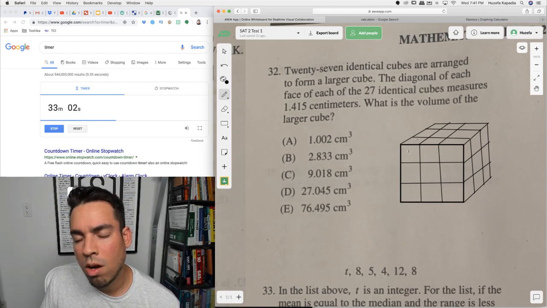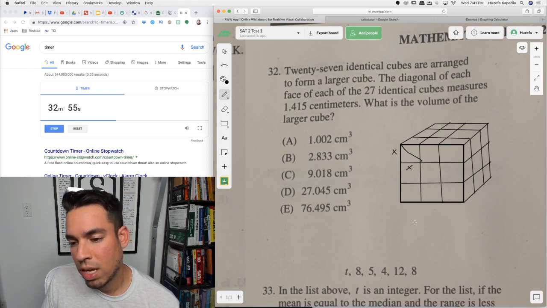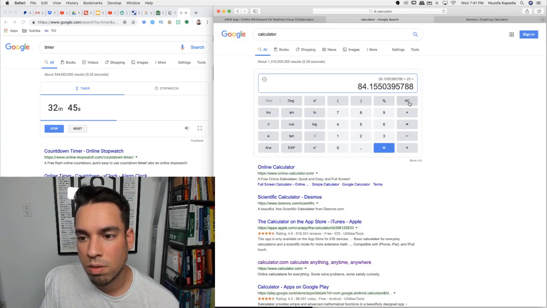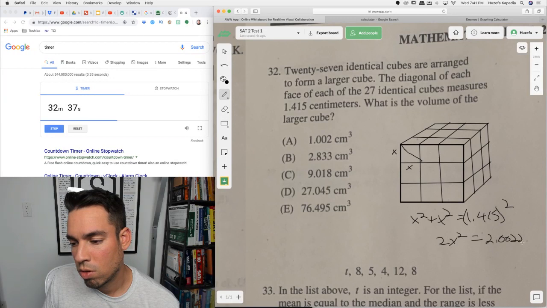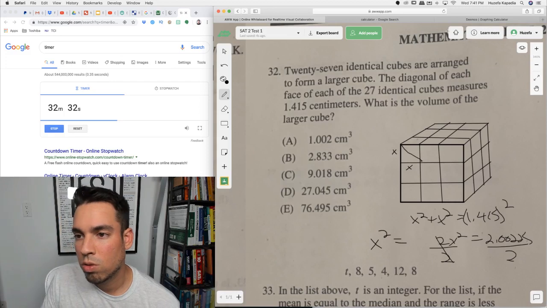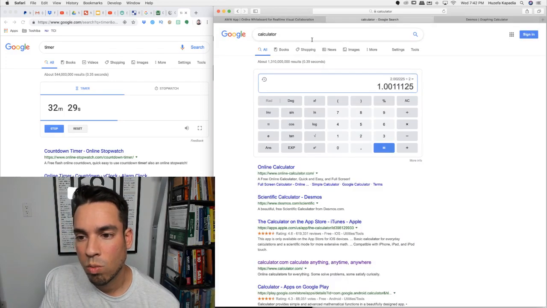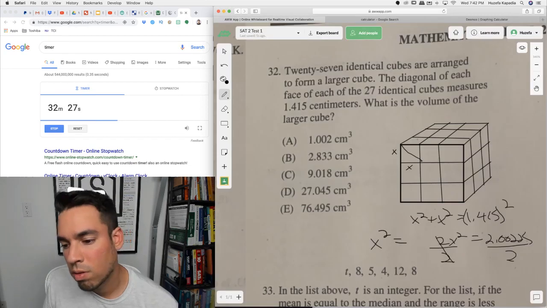So it's saying, of this little guy... Oh, this is actually pretty easy. I didn't need to draw this. So we can just say if the diagonal is 1.415, this is x and x. So we can use the Pythagorean theorem. X squared plus x squared equals 1.415 squared. Then 2x squared equals 2.00. Divide by 2, divide by 2. X squared equals 1.011125.